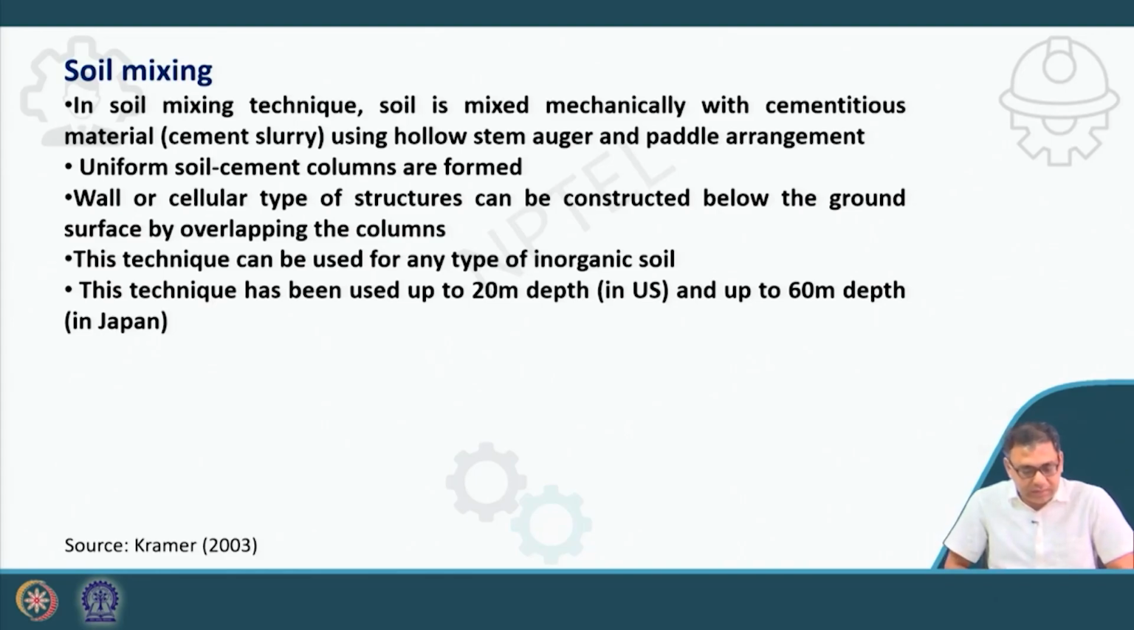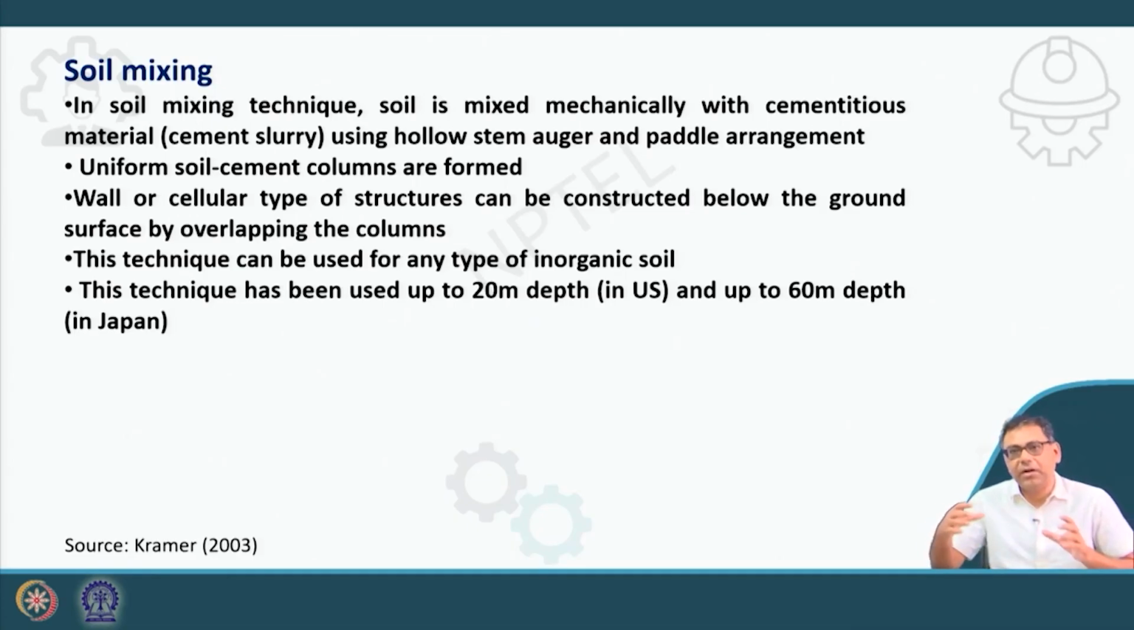In the soil mixing technique, soil is mixed mechanically with cementitious material, as I mentioned, cement slurry, using a hollow stem auger and paddle arrangement system. Uniform soil cement columns are formed. A wall or cellular type of structure can be constructed below the ground surface by overlapping the columns. So that means we are basically overlapping the columns with each other.